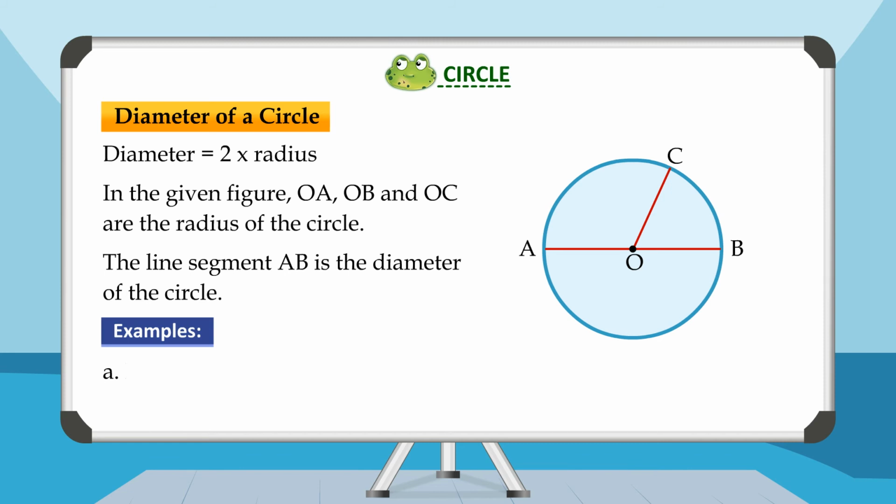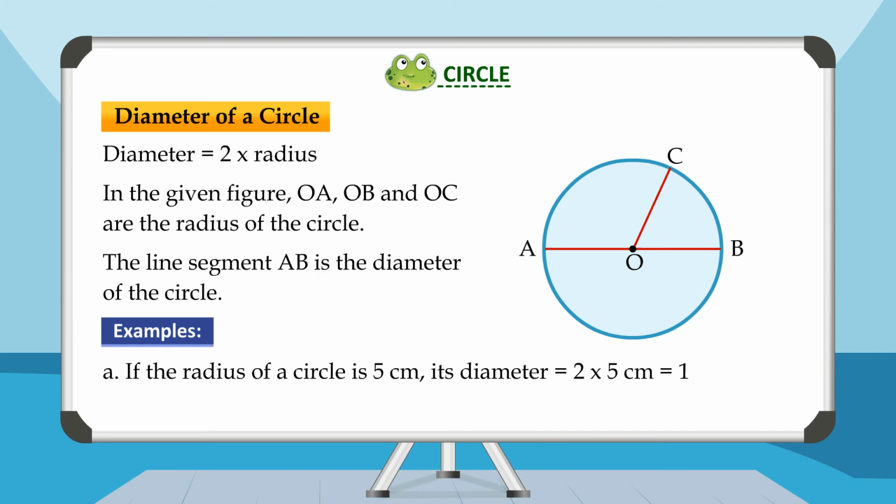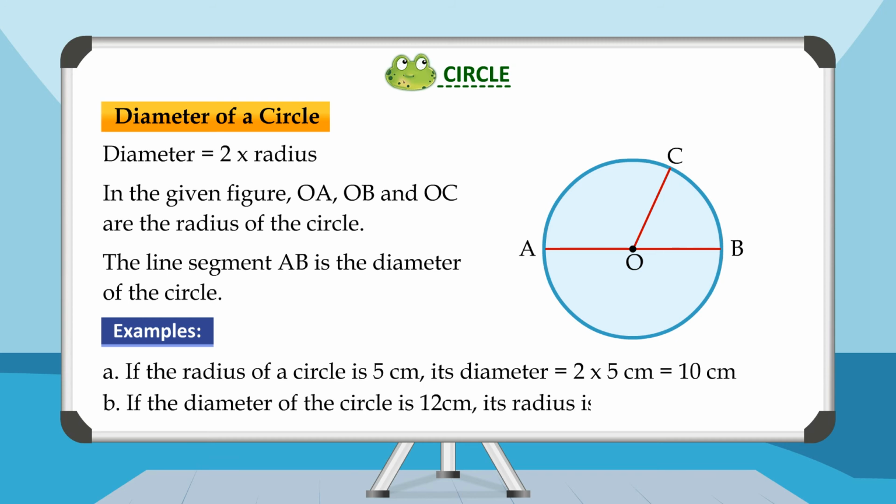Examples. A. If the radius of a circle is 5 centimeters, its diameter is equal to 2 into 5 centimeters, which is equal to 10 centimeters. B. If the diameter of the circle is 12 centimeters, its radius is 12 divided by 2 centimeters, which is equal to 6 centimeters.